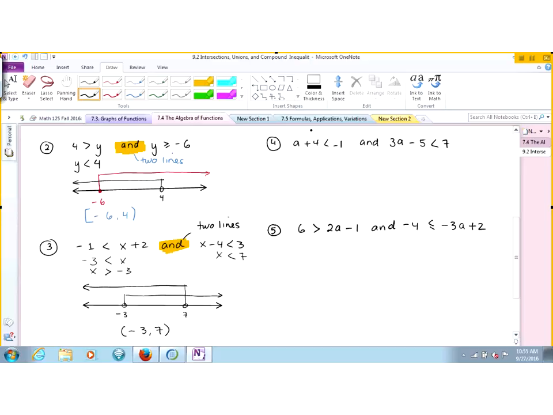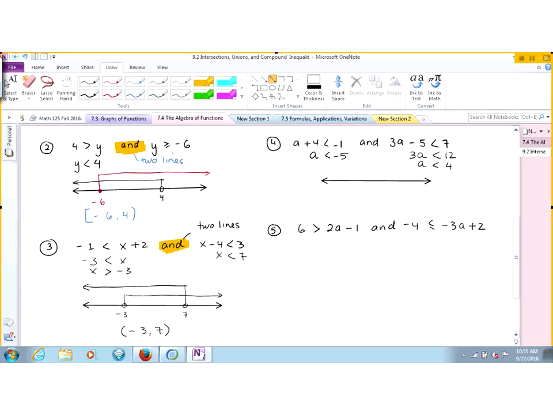A plus 4 is less than negative 1, so I need A to be by itself. What happens to 4? Negative 1 minus 4 is negative 5, yes. So 3A has to be by itself. You move 5 to the other side, so 7 plus 5 is 12. Okay, so A is less than 4. Do I switch signs here? No, we don't. We divide by 3, which is a positive number.